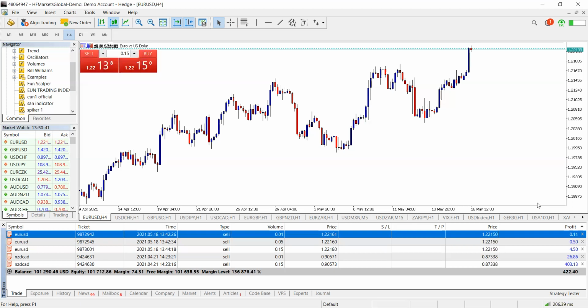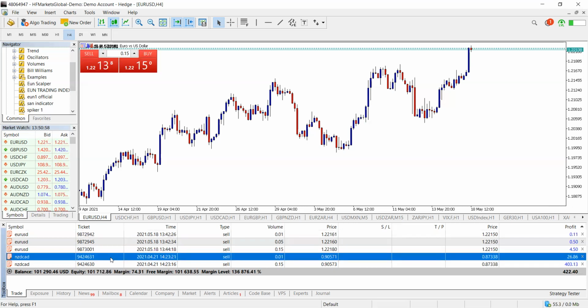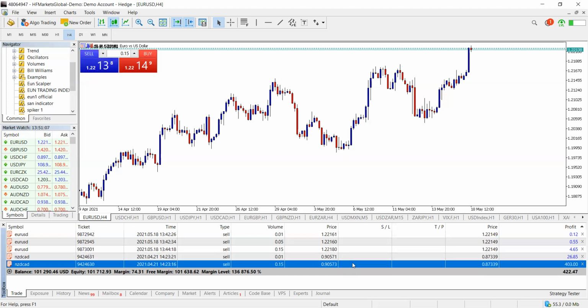And that is a problem now. That would be a very big problem. If you check the trades below it, they are all NZD card. This one is $26 profit, the one with the 0.01, and the one with the 0.50 is $403. That is the impact of lot sizes.